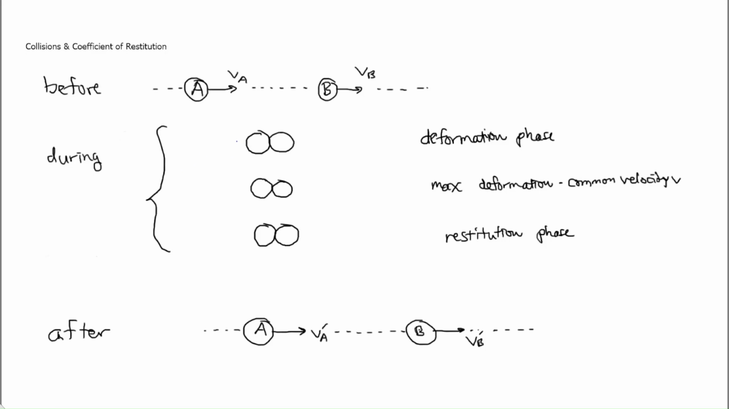During the deformation phase, these two objects exert forces on each other. We might call these the deformation forces, F sub d, which A exerts on B. And then by Newton's third law, the force that B exerts on A is negative F sub d. Equal and opposite forces. Now this force could vary with time during this phase of the collision.